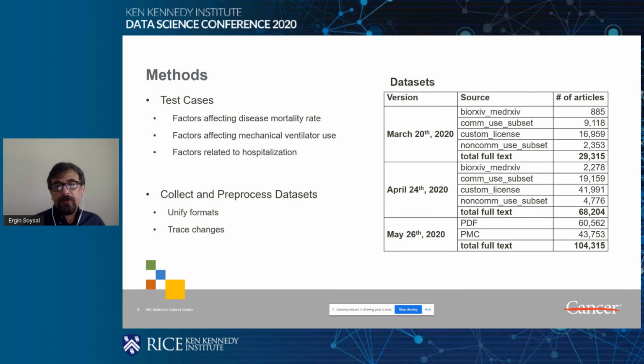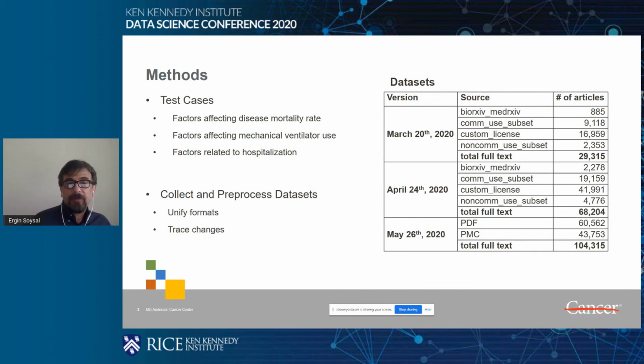First of all, one of the important factors was the mortality rate of the disease. What are the factors affecting the mortality rate of the disease? The second one was ventilator use, and the last one was hospitalization of patients, which was the initial concern for resource planning in the control of the disease.